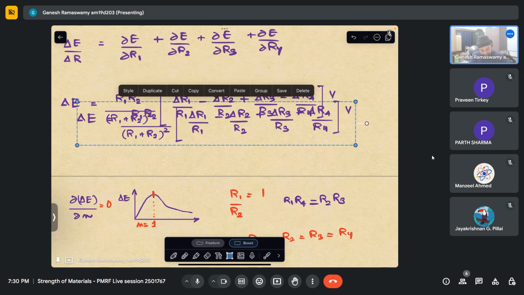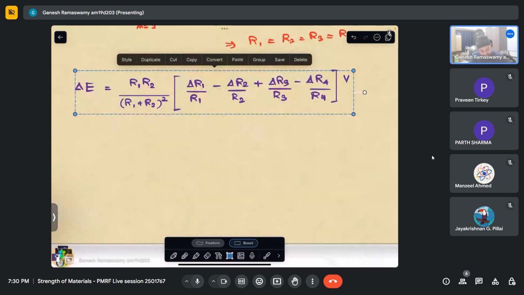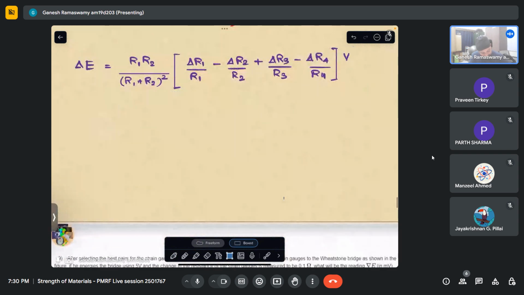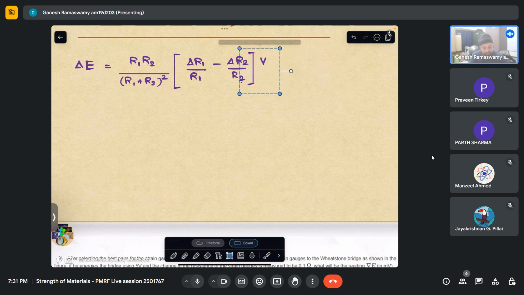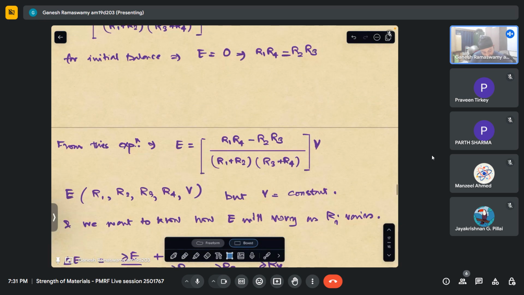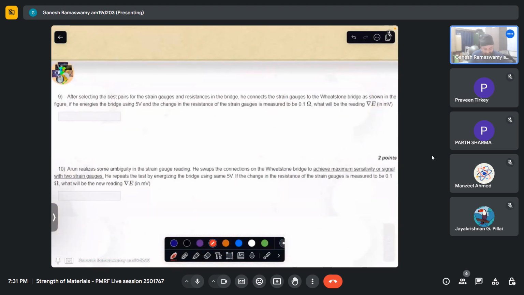In the context of our problem, we don't have any change in R3 and R4. R3 and R4 don't change. So I'll straight away remove that from my equation. Only these two change. So now let us see what the question asks. So where is the question? Question is over here. After selecting the best pairs of the strain gauges, he has done that analysis and he has selected 250 for all because that was the only option having the same resistors throughout.